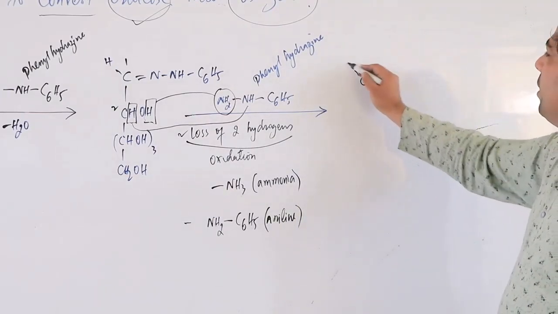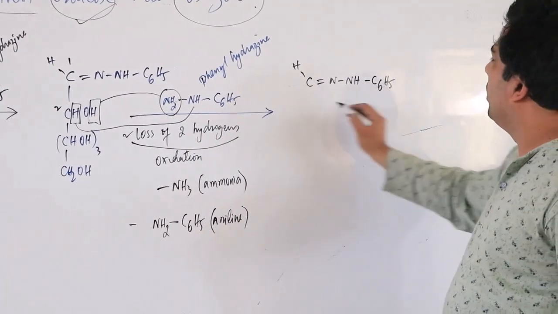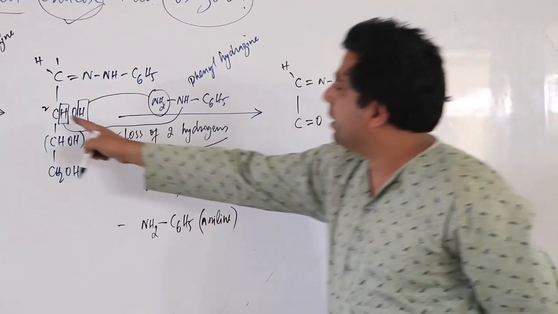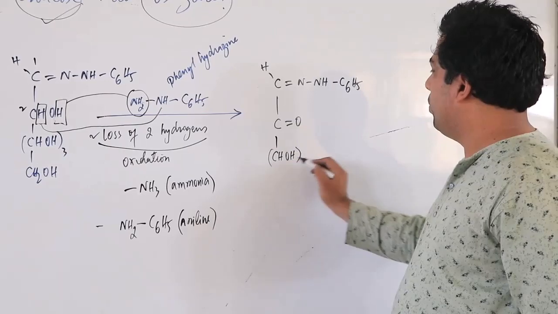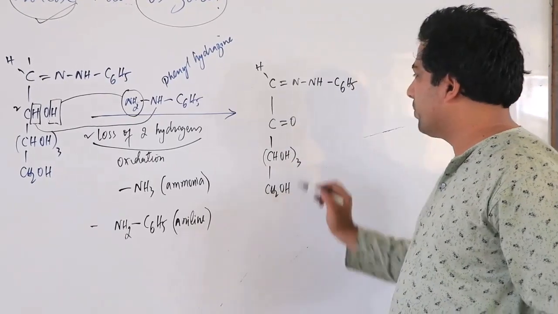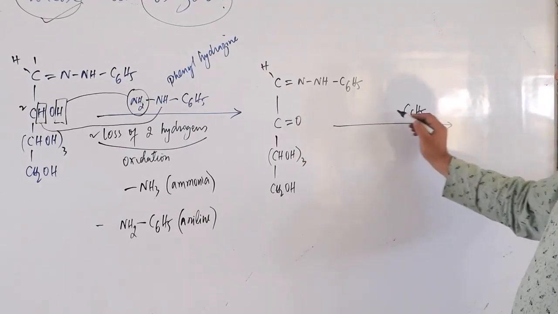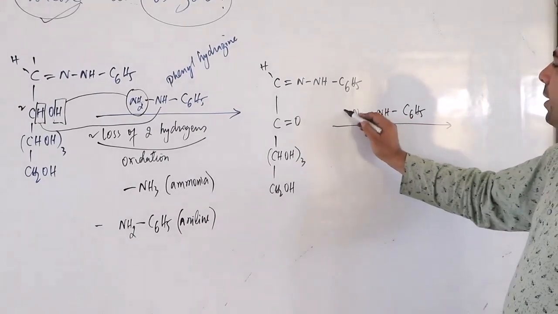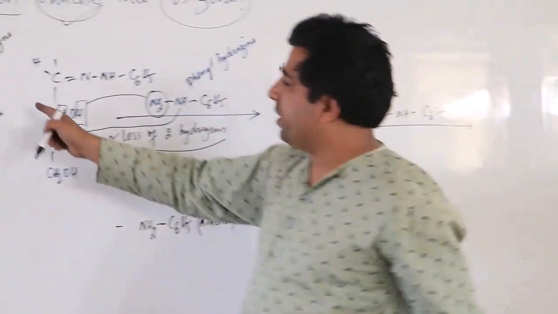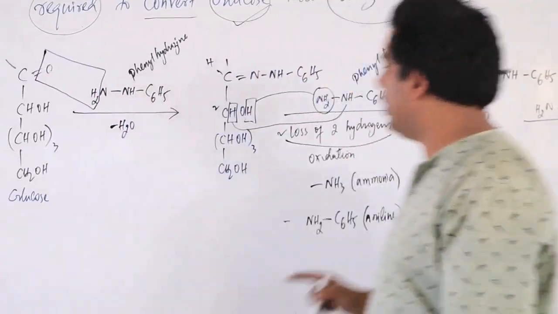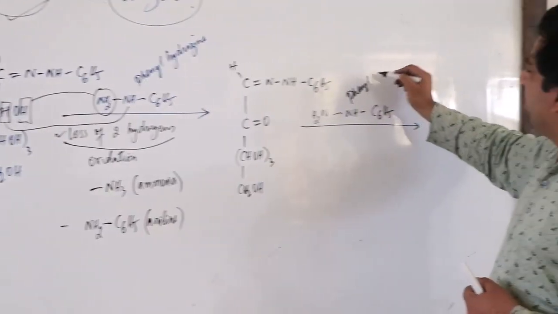So you will have CH double bond N, single bond NH, single bond C6H5. The second carbon is your C double bond O now, because carbon and oxygen are still there. Then you have CHOH whole thrice, then you have CH2OH, correct? After that we will bring one more phenylhydrazine molecule, C6H5 NH NH2. Why are we bringing one more phenylhydrazine? Now we have a carbonyl group, because phenylhydrazine can react with the carbonyl group. So here we have a ketonic carbonyl group.